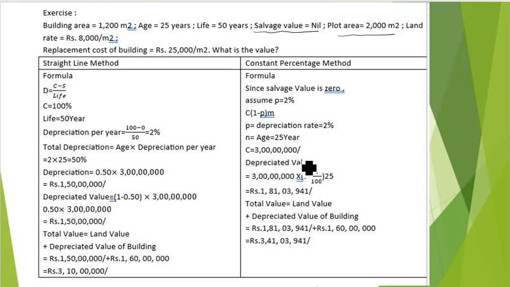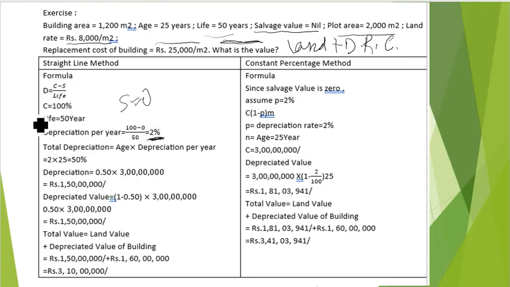Plot area is 200 square meter and land rate is 8,000 per square meter. Replacement cost of the building is 25,000. What is the value? Value means value of land plus value of depreciated replacement cost of the building. For the building, you can find the formula for depreciation. You know, C minus S upon life. You put all the values: C is 100%, life is 50 years, salvage value S is equal to 0. So 100 minus 0 upon 50, depreciation per year is 2%.